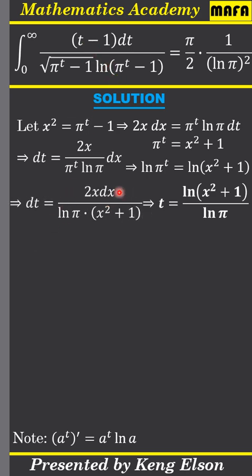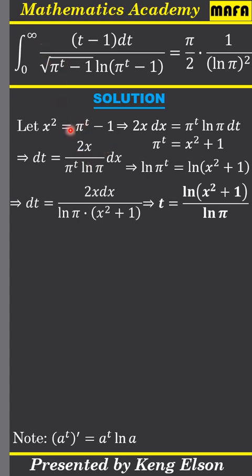Now from here, I'm going to replace pi to the power t also with x squared plus 1, and I'm going to have my dt equal to 2x dx divided by ln pi, all of that times x squared plus 1. Now we also need to change the bounds of integration, because the original bounds are in terms of t, but our new variable is x, so we need to put the original bounds in terms of x. Now when t is equal to 0, x squared will be equal to pi to the power 0 minus 1. Pi to the power 0 is 1, because pi is not equal to 0, and 1 minus 1 is 0, so x squared becomes 0, so x is just equal to 0. So the lower bound will still stay at 0.